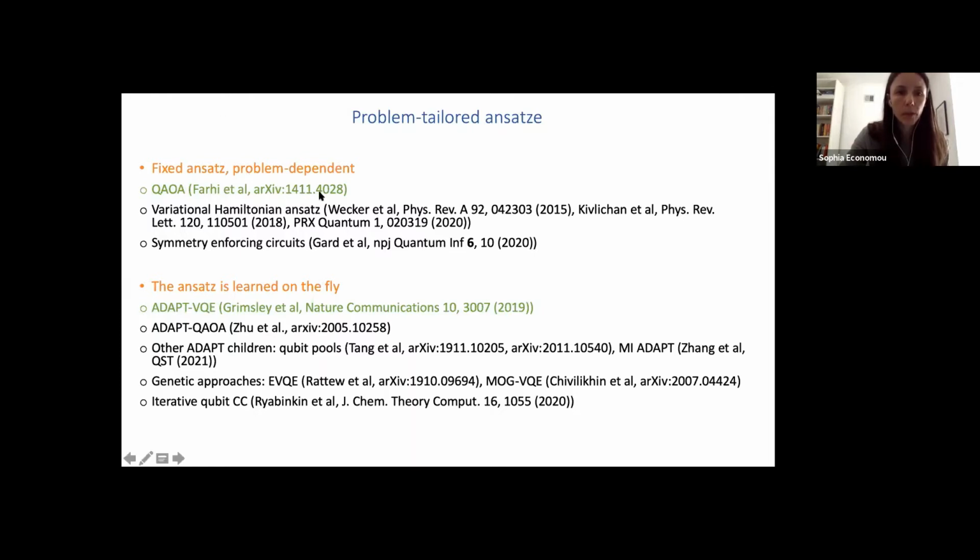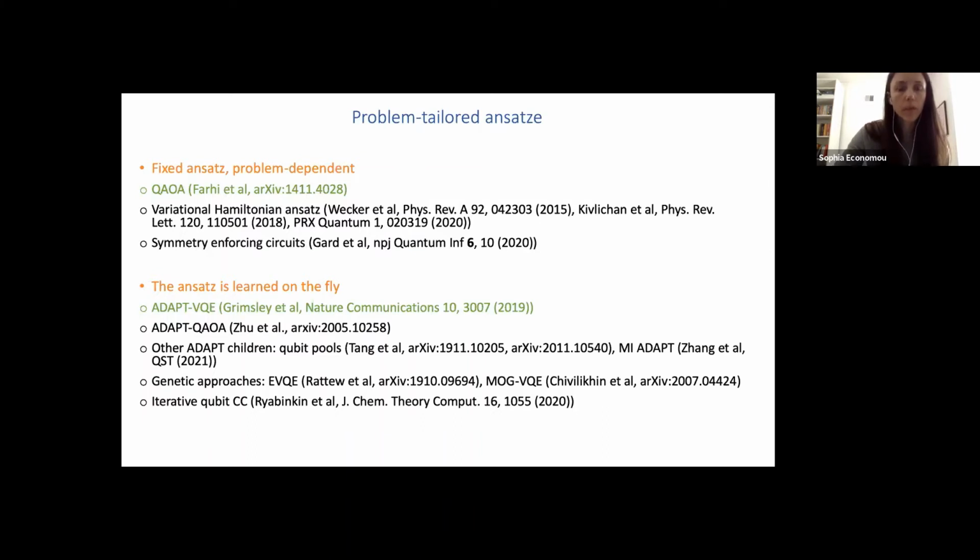This was put forward in 2014, and it has an alternating layer structure, but every other layer is the exponentiated Hamiltonian of the problem. So the problem Hamiltonian enters very manifestly into the ansatz there. I'll say this is a different level of problem tailored compared to UCCSD. And then there are other versions of this, like the variational Hamiltonian ansatz, which takes terms from the Hamiltonian and alternates them. And then there's also some work from my group that I'll talk about, where you can take the symmetry of the problem, or the symmetry that the wave function should have, and encode that into your circuit.